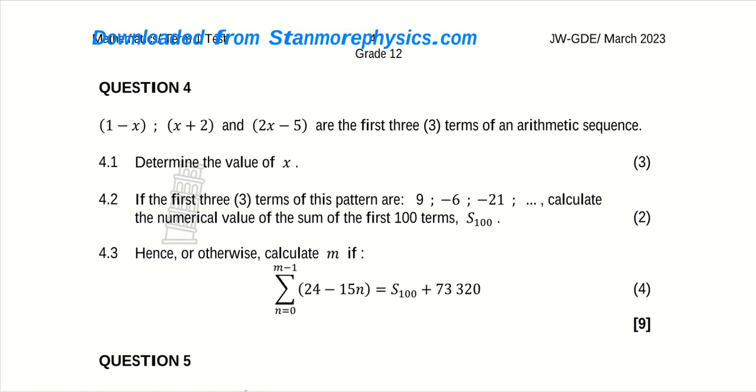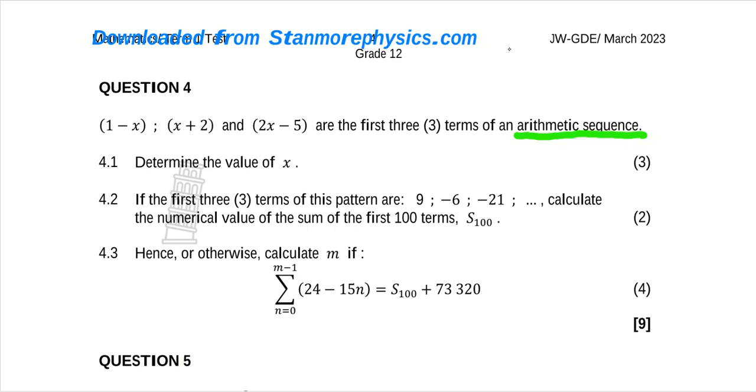So let's look at the question. Game more question 4. The statement: we have 1 minus x, which is the first term, and then x plus 2, term number 2, then 2x minus 5 is the third term. So we have three terms. But these are the first three terms of an arithmetic sequence. So they're already telling us what this sequence is: arithmetic.